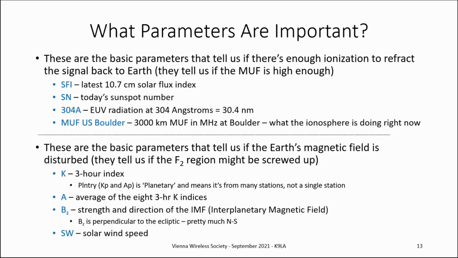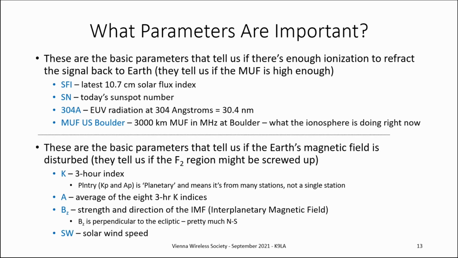So what parameters are important? There's a whole pile of them, but I've broken it into two categories. The first category are the basic parameters that tell us if there's enough ionization to refract the signal back to Earth. In other words, they tell us if the MUF is high enough.